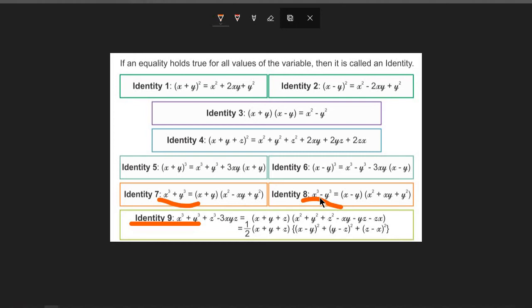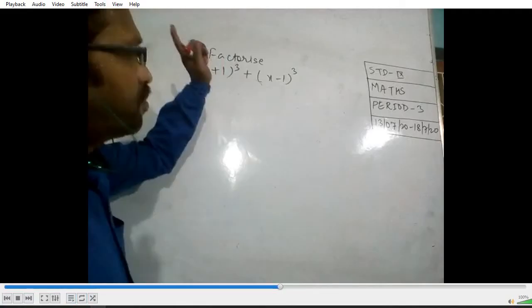In x cubed minus y cubed, see here, everywhere it is minus, only here it is plus. Here minus xy has become plus xy. It was minus xy, it is becoming plus xy. Only one change, and the rest is the same. See one time that question.